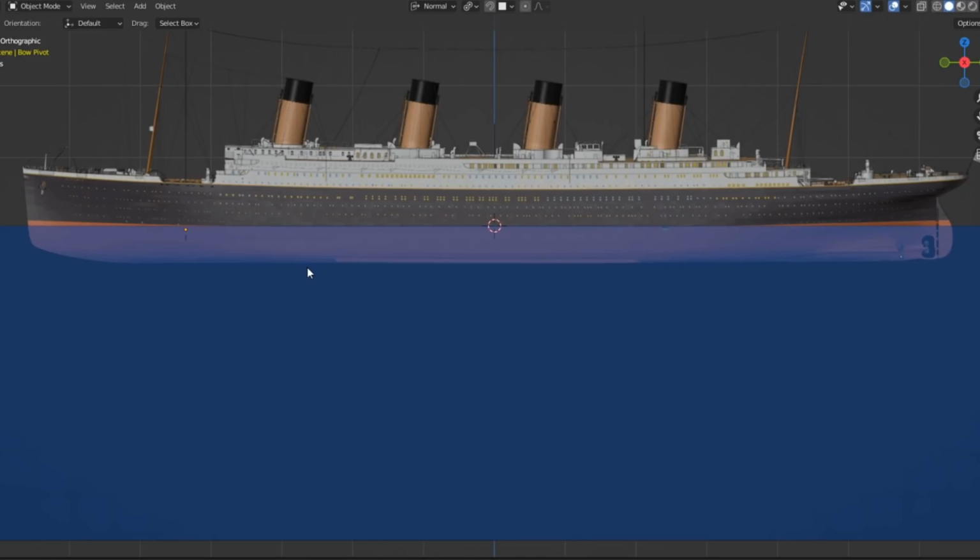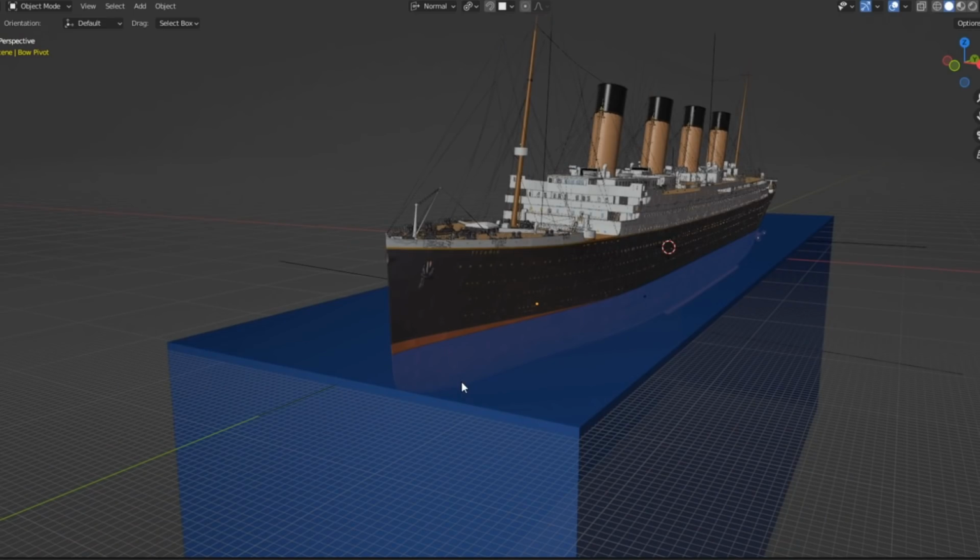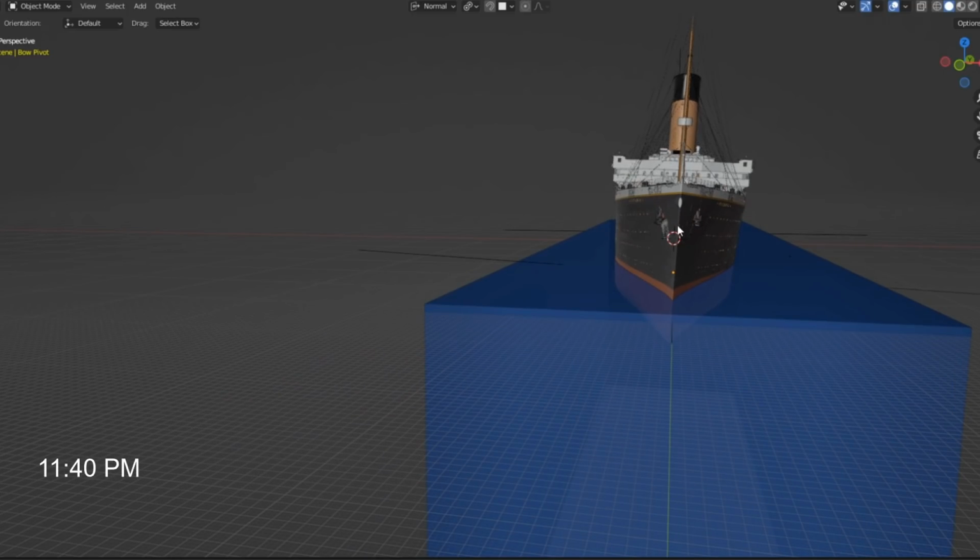Officer Boxhall's testimony reportedly took place sometime around 2:05 to 2:10 a.m., right before the ship broke apart and sank. So first, we need to set the first keyframe, which is this, with the ship being at an even trim and a 2.5 degree port list, as you can see here.